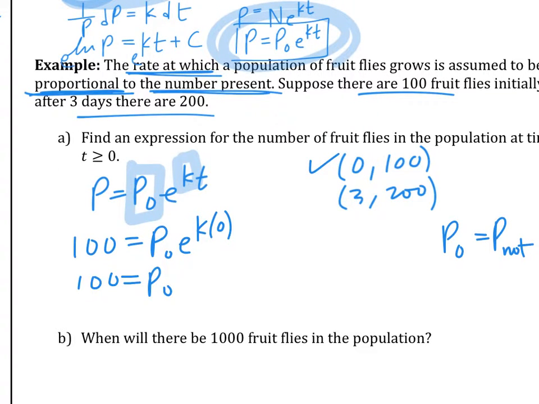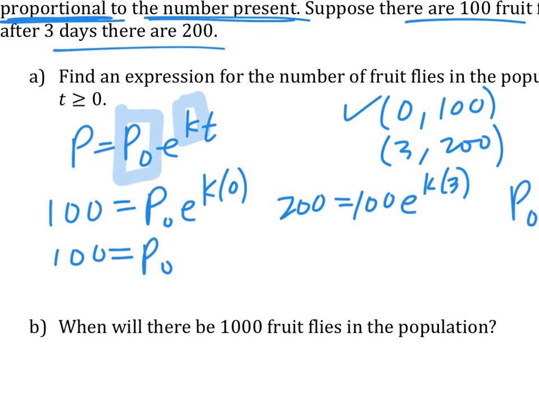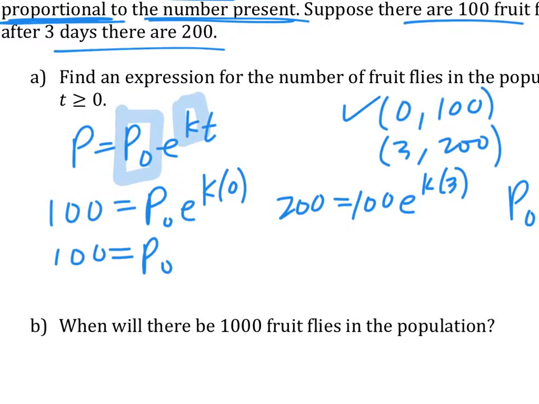The second condition is 3, 200. So 200 is equal to, now that we know what P naught is, it's 100 e to the K times 3. Okay, so we had to solve for K. This is basically algebra 2 again, right? So 2 is equal to e to the 3k.